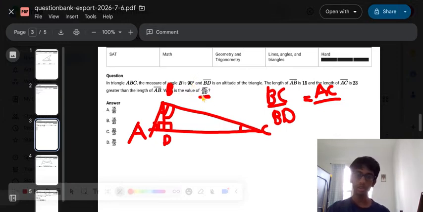And then the equivalent of BD is, let me see, I believe, yep, AB. So we're going to try to figure out what is AC over AB. So what is AB first? It's 15, right? And then we know that AC is 23 greater than AB. We know AB is 15, so 23 plus 15.